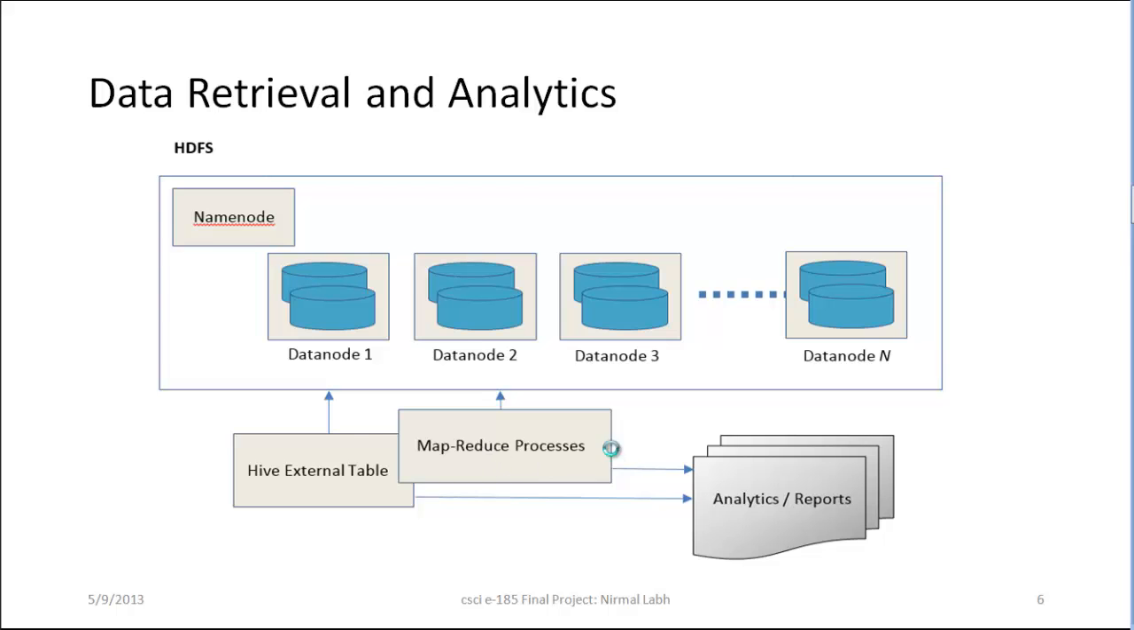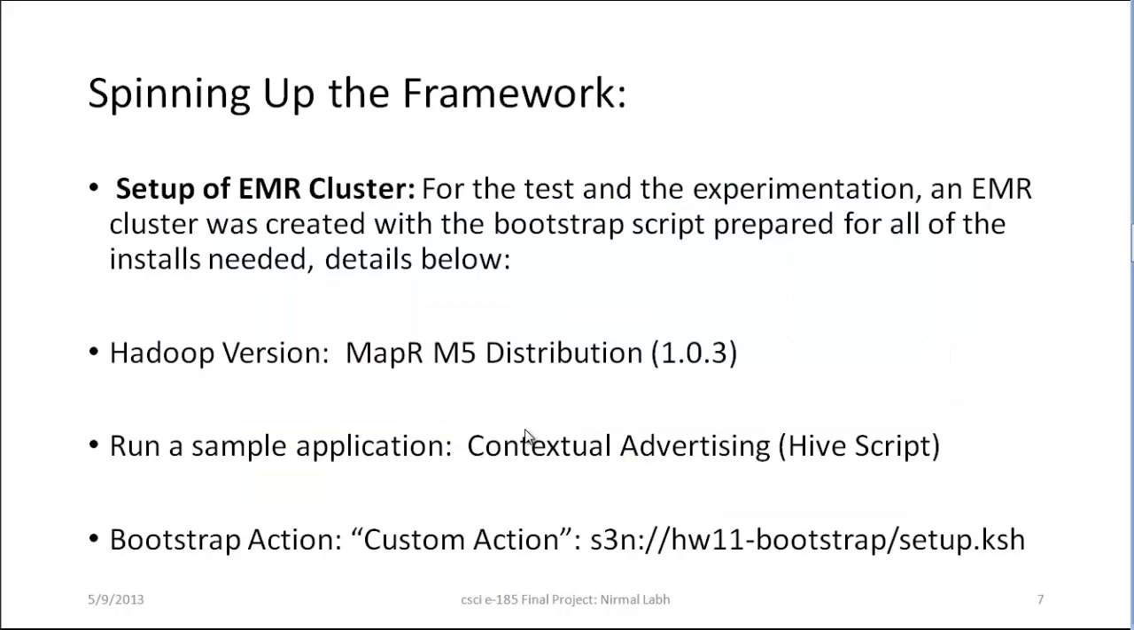So moving on to the next slide is now, how do I test it? In my experiment, what I did is created an Amazon EMR instance, picked up the MapR M5 distribution for running a Hive example. And all of this setup that I did was based on a script, setup.ksh, that I created, which is a bootstrap script that I wrote to set up all of the components, installing collector, Flume, starting the agents, and creating the HDFS file, creating Hive external tables.